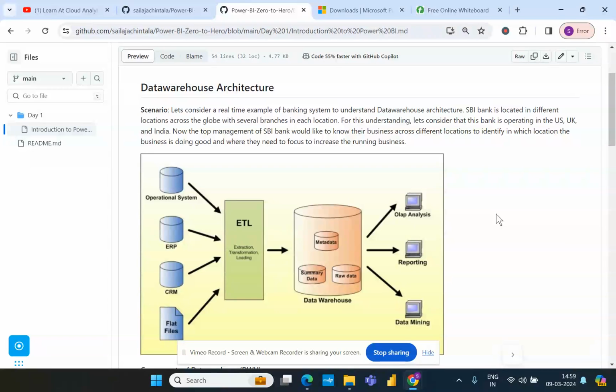So let me explain in brief why it is quite important here. In this particular situation where the top management of SBI Bank is interested to know or understand how the business is performing across the globe, what are the prerequisites that we would have to consider here? The prerequisites for me to assess how my business is doing is that across all these three different locations, I would have to gather the information needed for me to analyze this data, right? So what is that information that I would require?